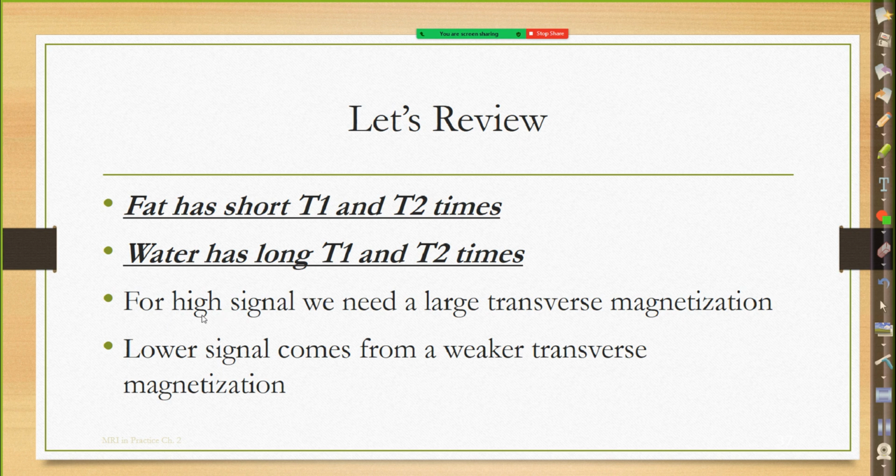Remember, we talked about vectors, but for high signal, we need a large vector in the transverse plane. Lower signal comes from a smaller vector in the transverse plane.